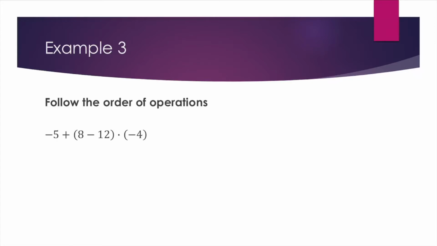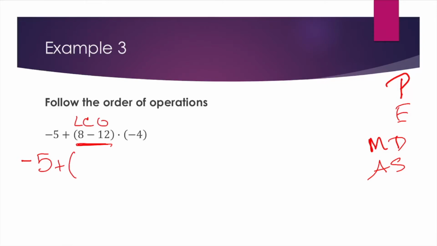Okay, we have -5 plus the quantity of 8 minus 12 times -4. Okay, I'm going to remind myself of the steps. I'm going to look for anything that I need to LCO first. I've got something to LCO here, so I'm going to write -5 plus parentheses 8 plus -12 times -4. So we have, after we LCO, now we can see whether or not there's anything in parentheses to do. There is. It's 8 plus -12.